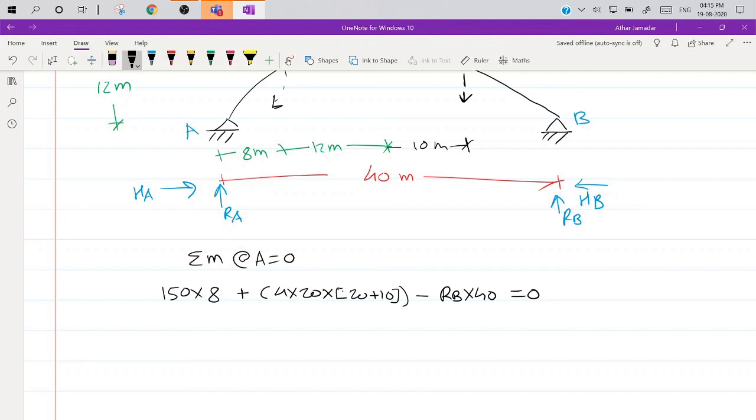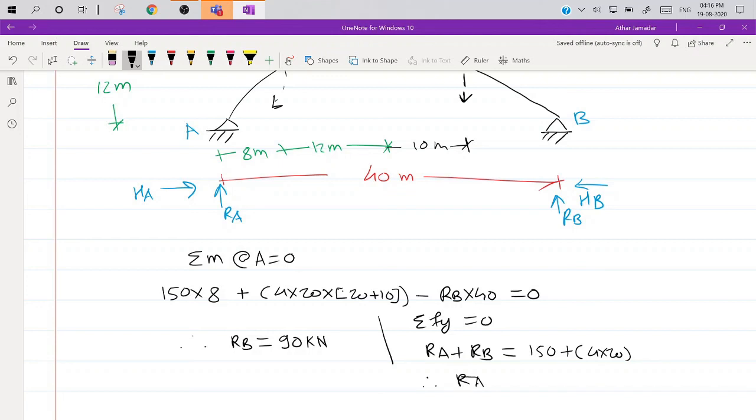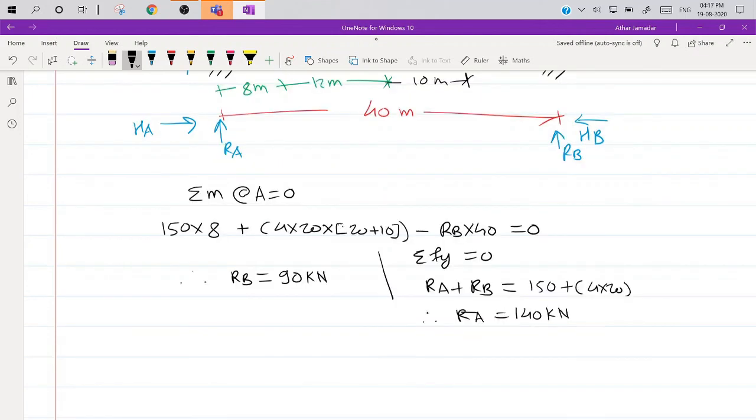Remember, here we should not take Hb because Hb is passing through A. So after solving this, you will get Rb is equal to 90 kilonewton. Now the value of Rb is 90 kilonewton. If you apply further summation of Fy is equal to 0, Ra plus Rb is going to be the first load of 150 kilonewton plus that UDL, that is 4 into 20. From this we get Ra is equal to 140 kilonewton.